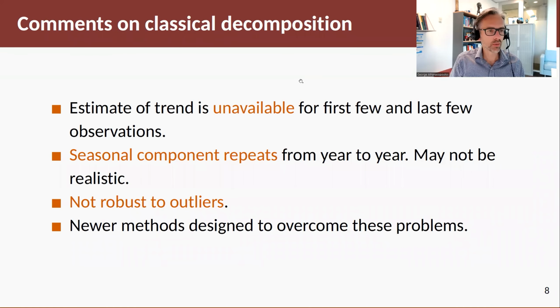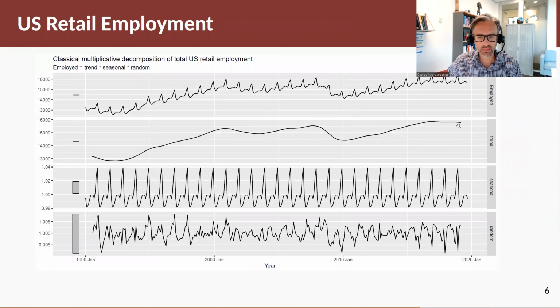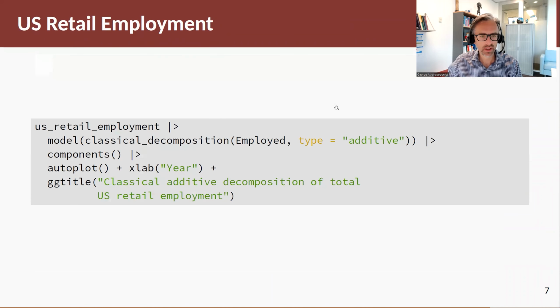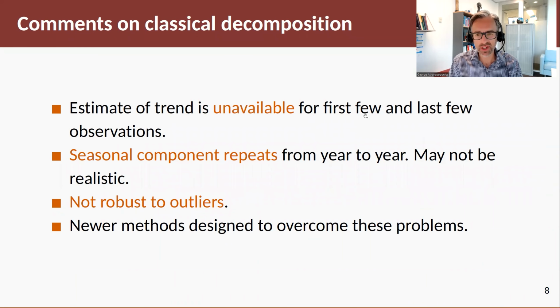To wrap up, some comments on the classical decomposition. As you notice, the estimate of the trend is unavailable for the first few and the last few observations. Let's highlight that again. And we all know now why that is the case. Using moving averages, as we saw in the previous section of the book, we cannot get estimates of the trend for the endpoints of our time series.